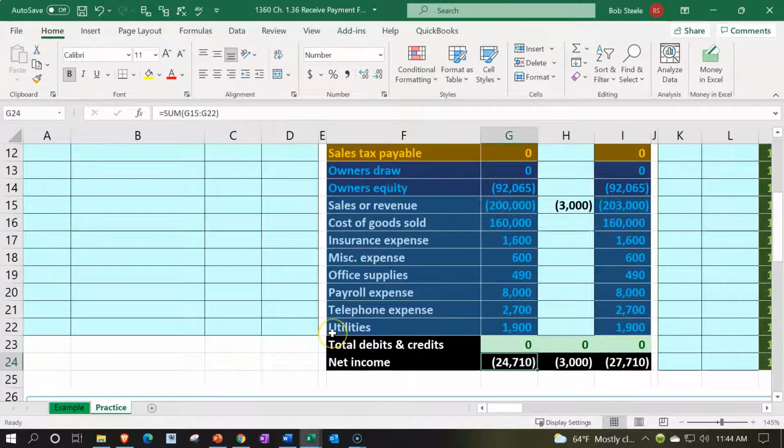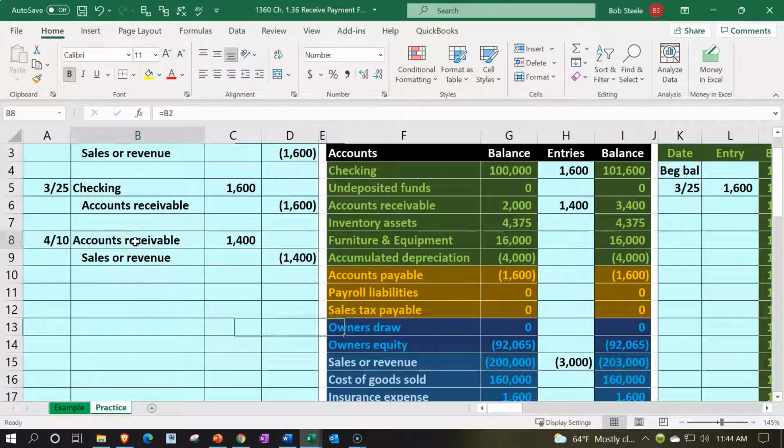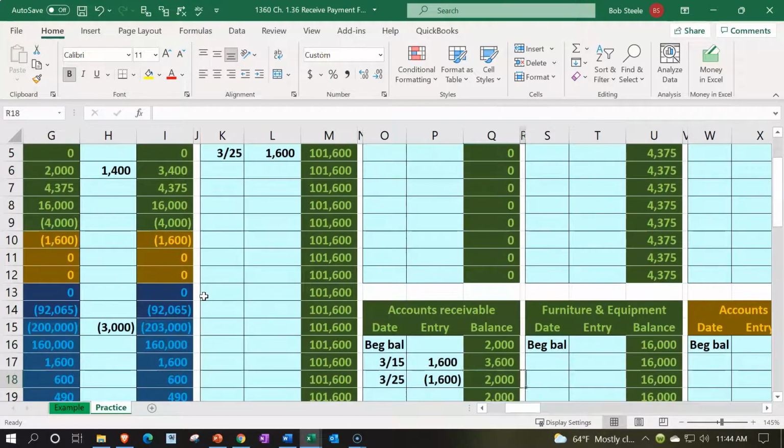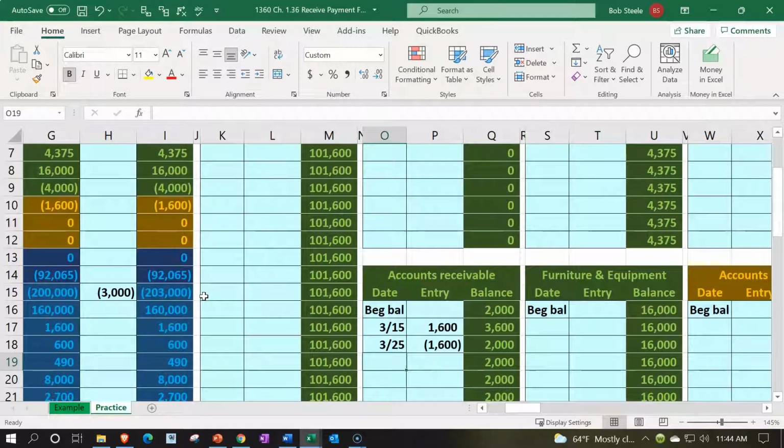It brought net income up in the credit direction from 24,710 by 3,000 to 27,710. Let's record this then to our general ledger. Accounts receivable is our third account on the GL. Third account on the GL. There it is. We're on 310.